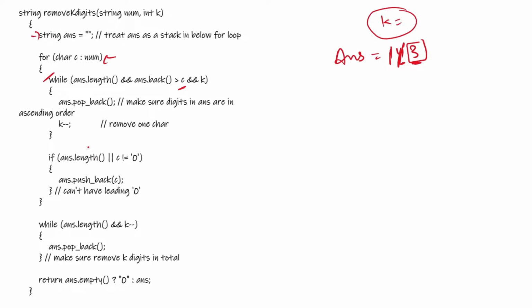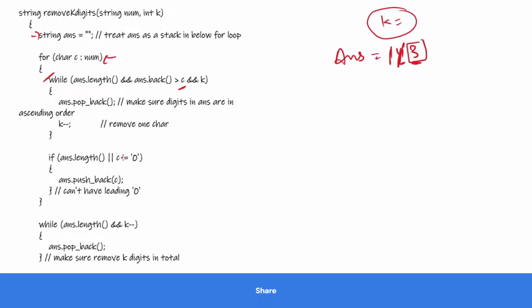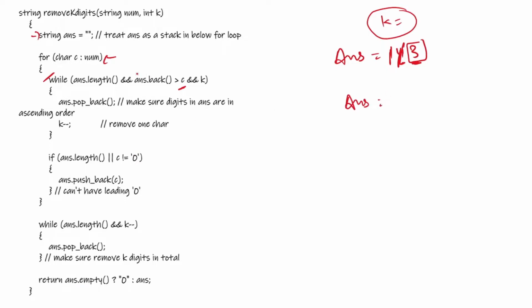Now if my answer length is 0 or my character is non-zero, it will be added. For the first digit, the answer length is 0, so I will come to this. Now if I have a number like 200, in that case my character is 0 and the answer is empty, so I will not put it. But if it is non-zero, like 1, then I have to add it.